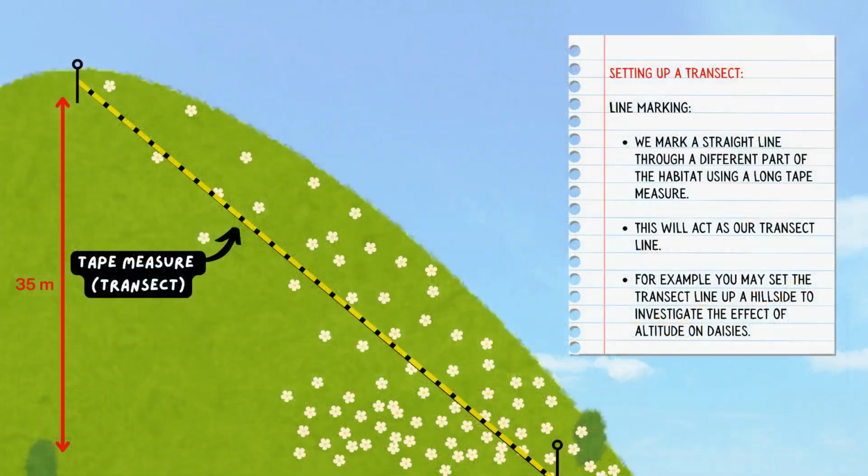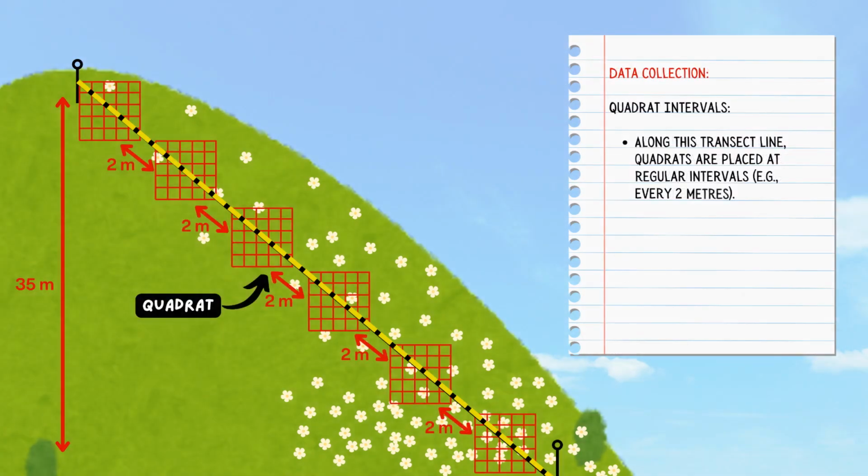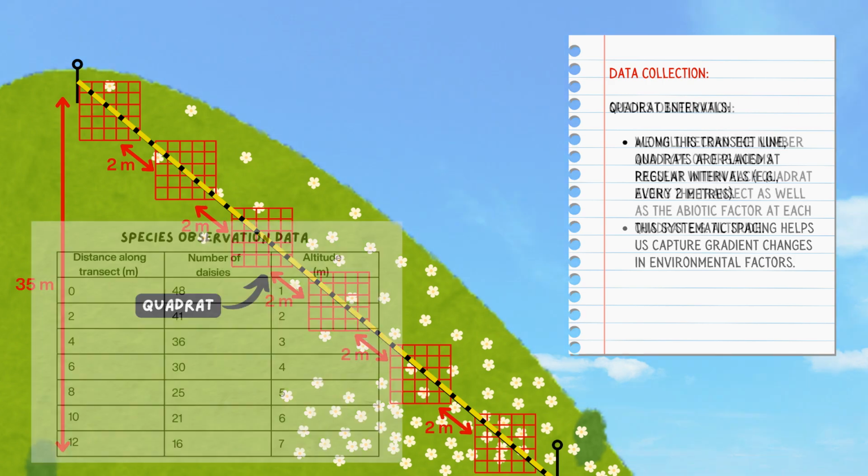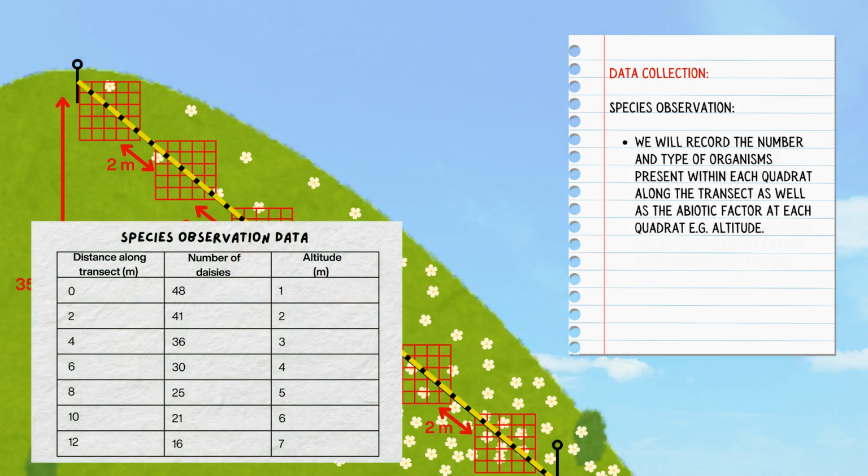For example, you may set the transect line up a hillside to investigate the effect of altitude on daisies. Along this transect line, quadrats are placed at regular intervals, such as every 2 meters. This systematic spacing helps us capture gradient changes in environmental factors. We will then record the number and type of organisms present within each quadrat along the transect, as well as the abiotic factor at each quadrat, such as altitude.